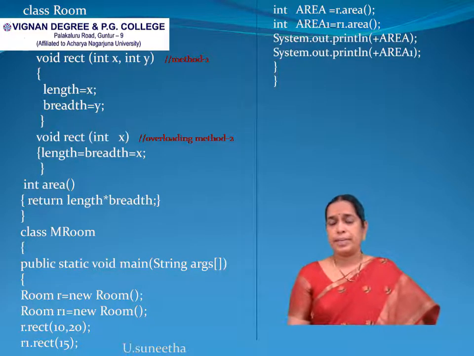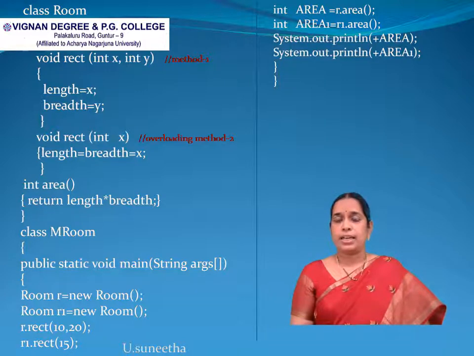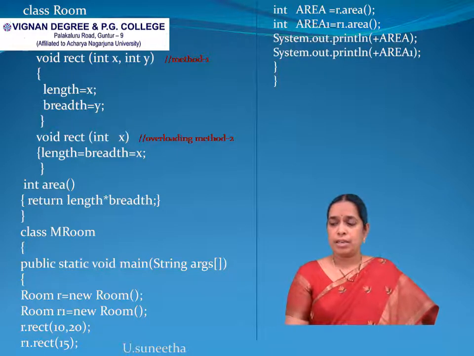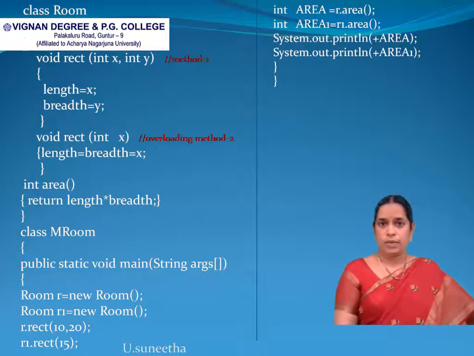Here if we examine, the same method rect has been used twice for different purposes. So method overloading means the same method name will be used for multiple purposes. This is the best example to consider for method overloading.